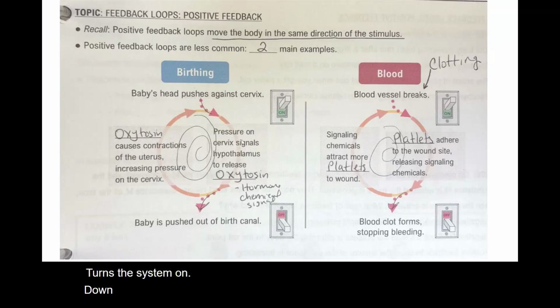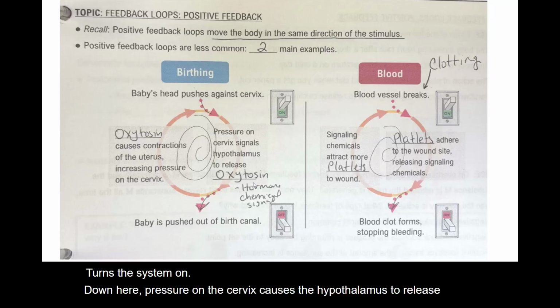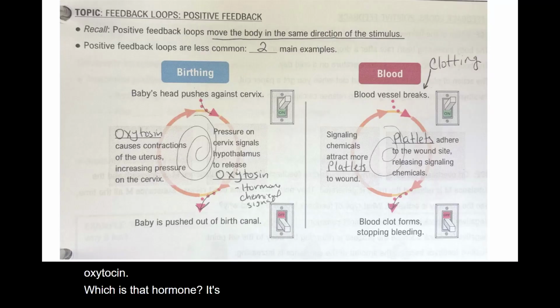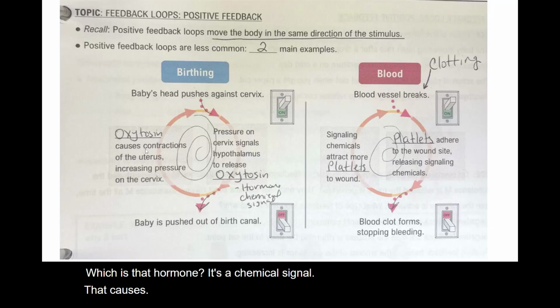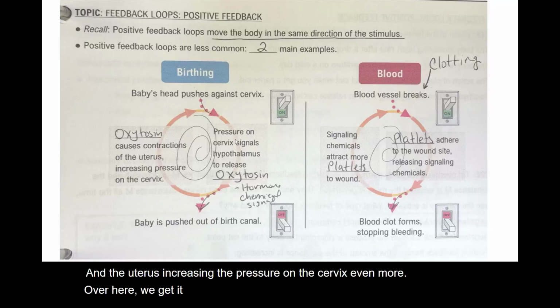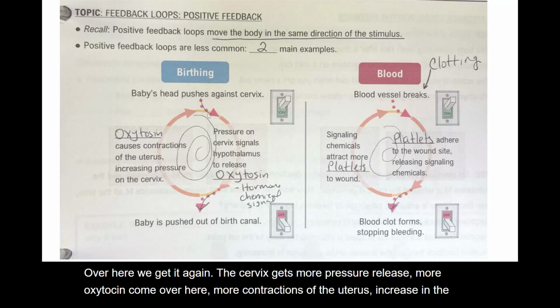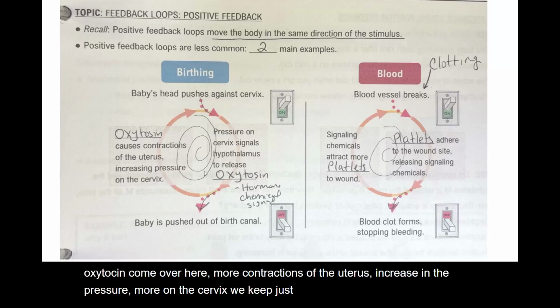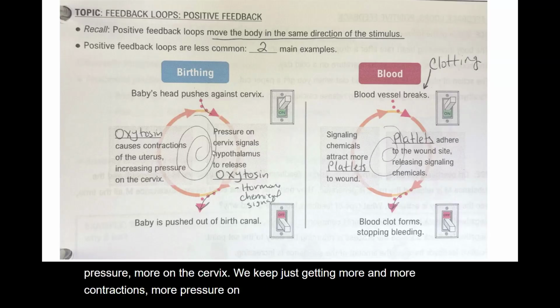Down here, pressure on the cervix causes the hypothalamus to release oxytocin, which is that hormone. It's a chemical signal that causes the contractions to increase in the uterus, increasing the pressure on the cervix even more. Over here, we get it again. The cervix gets more pressure, releases more oxytocin. Come over here, more contractions of the uterus, increasing the pressure more on the cervix. We keep just getting more and more contractions, more pressure on the cervix over and over and over again.